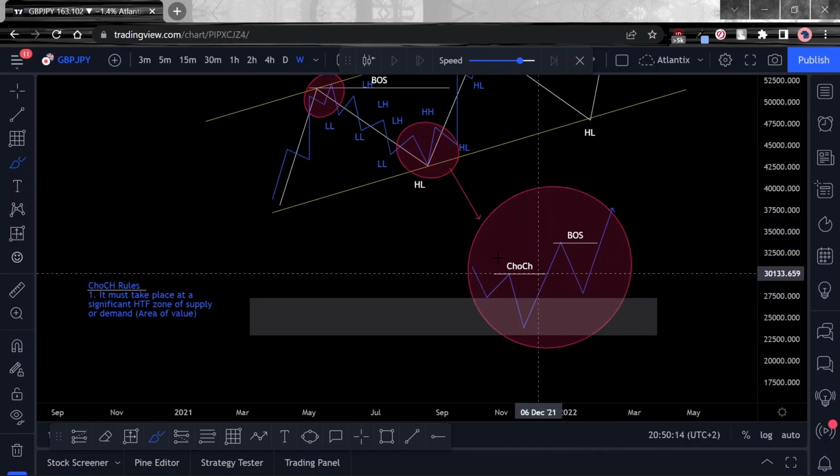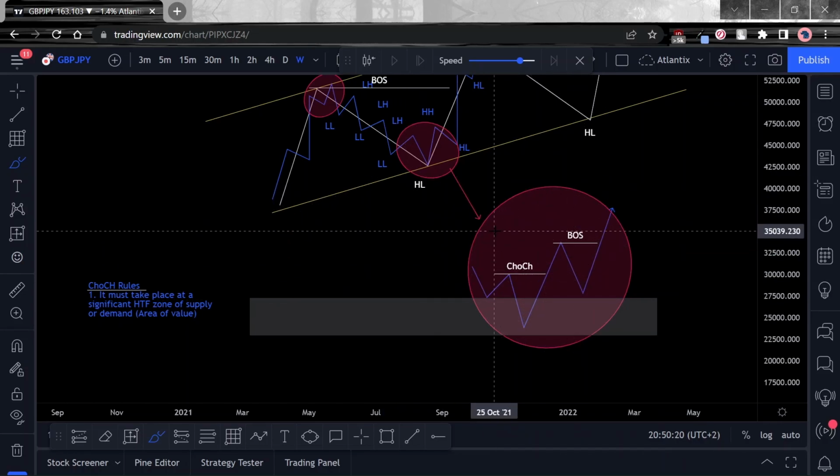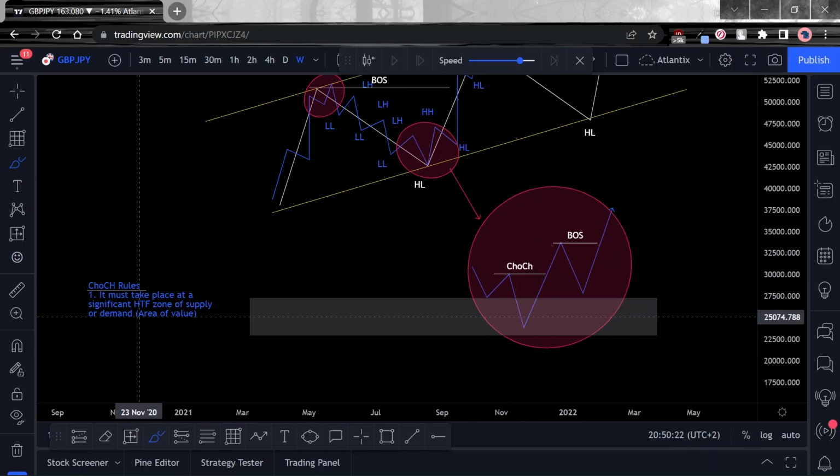Okay, so these things, I want to warn you, they take place anywhere and everywhere in a market. You can't be taking every change of character that you see.